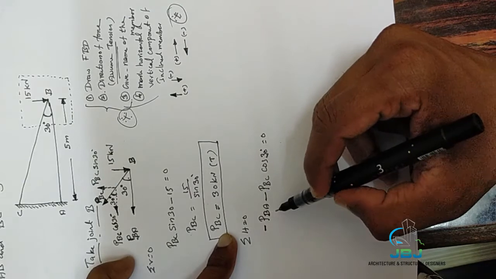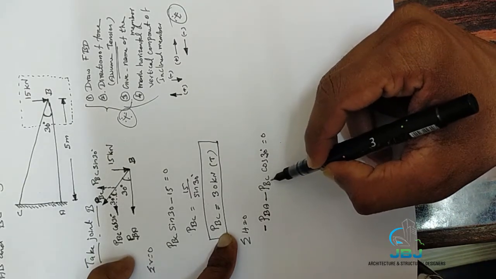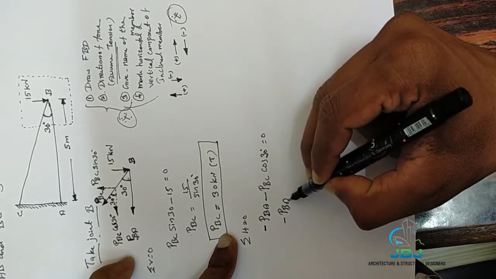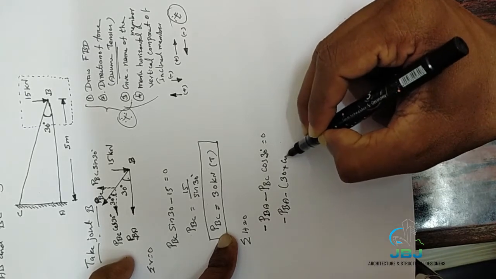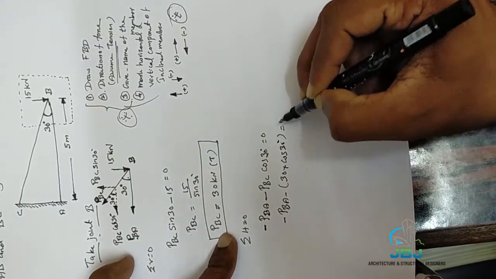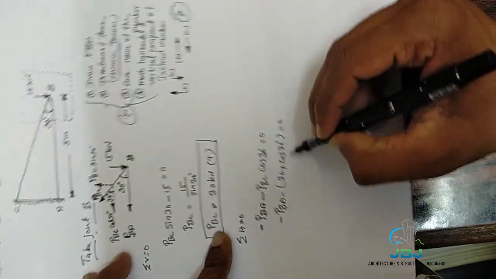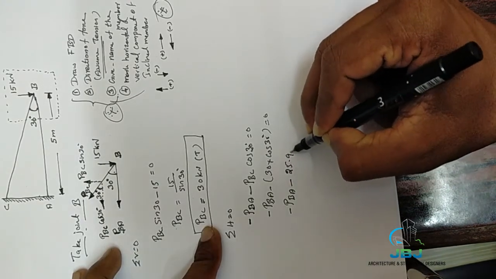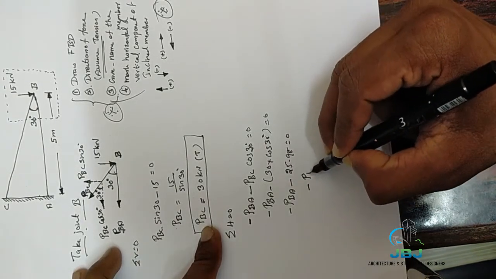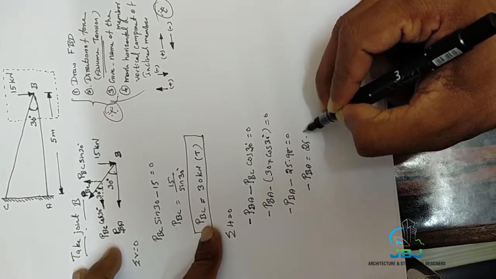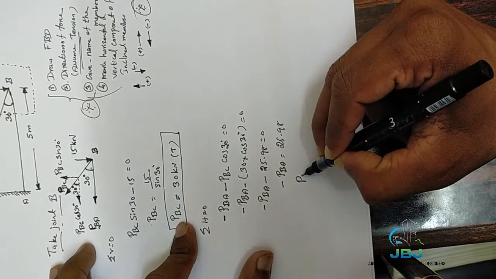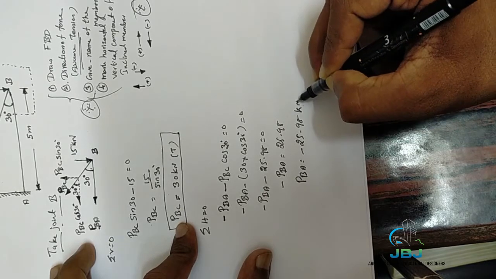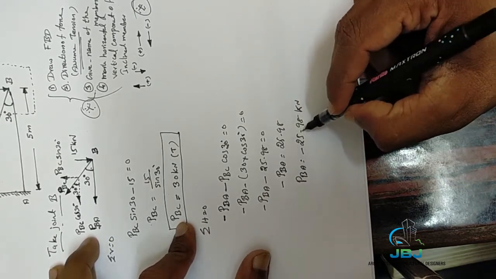Here already you know the value of this PBC, right? So you can substitute over here, PBA minus 30 into cos 30 degree equal to 0. So when you calculate this, you will get minus PBA minus of 25.98 equal to 0. So minus PBA equal to 25.98. So PBA equal to minus 25.98 kilonewton. So you may think like that we get the negative result.